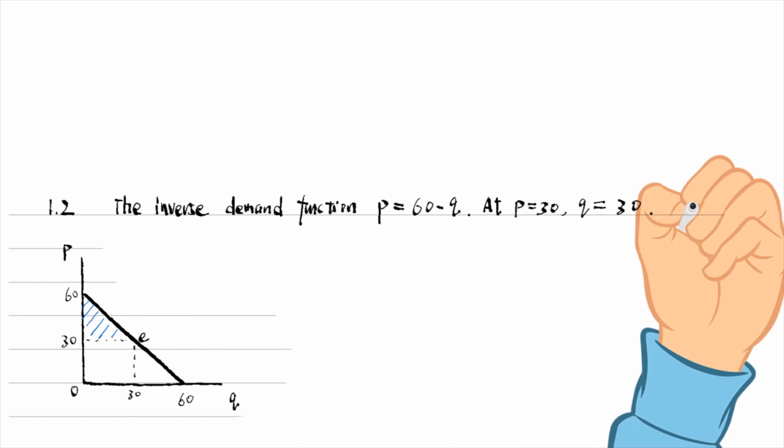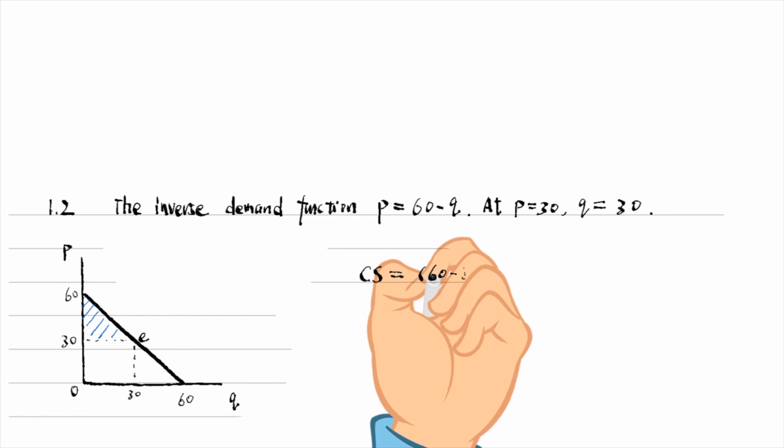Consumer surplus is a dollar value measure of the extra pleasure the consumer receives from the transaction beyond its price. In the demand curve diagram, it is the area under the inverse demand curve and above the horizontal line at the price P equals 30 up to the quantity purchased, Q equals 30. It is the shaded area in the diagram.